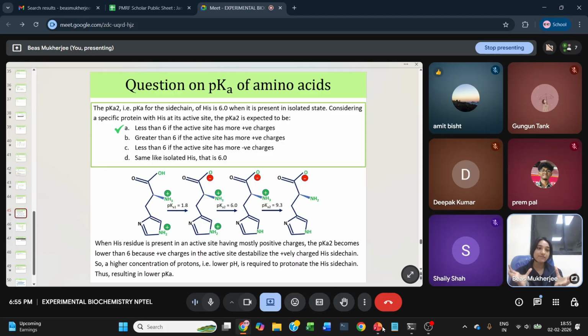So this is already having a very strong positive charge and you would require a higher pH to make it lose this H plus. That is why a lower pKa would be there. So lower pKa means stronger acid. Because of this, it is becoming more acidic due to the presence of these other H plus ions. Okay, hopefully you have understood.